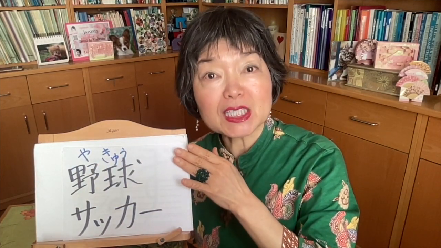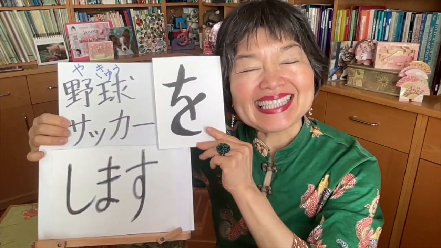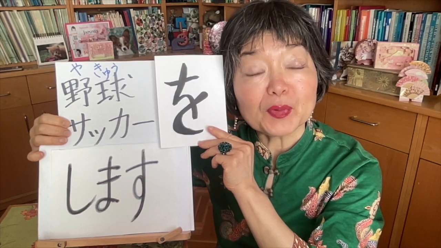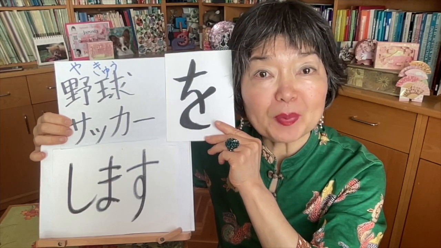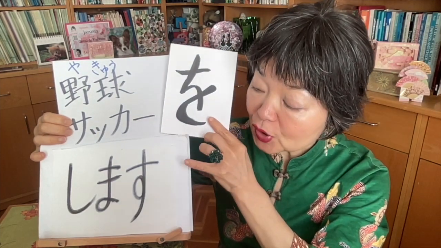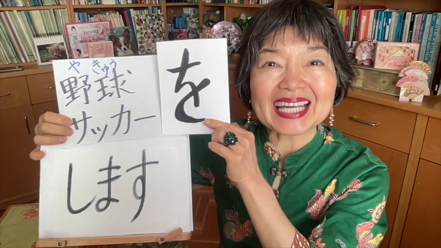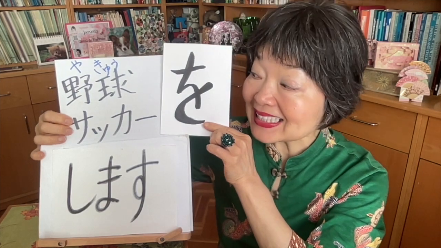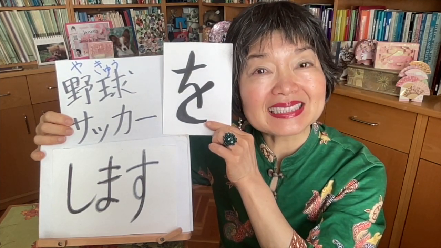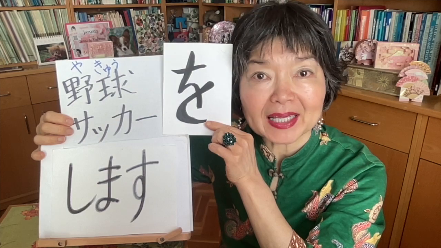I play soccer, but not baseball. 野球 is baseball, サッカー is soccer. In Japanese, when we say to play football or to play baseball, we don't use the verb 遊びます, to play, but we use します, to do. So 野球をします means to play baseball. サッカーをします means to play soccer or to play football.